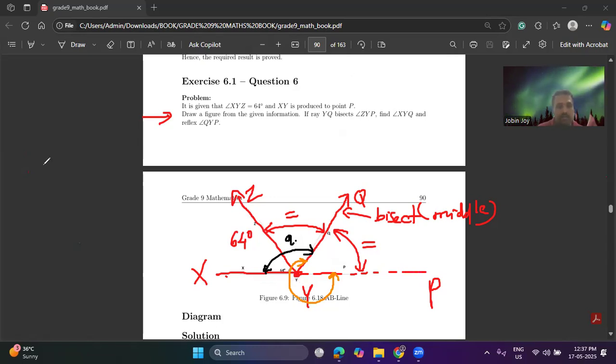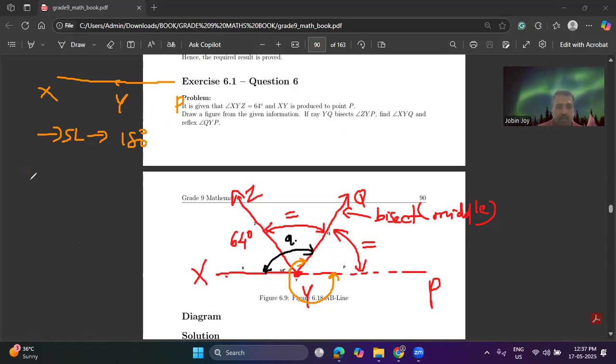Okay. So first we will apply the linear pair axiom. What is the linear pair axiom? I am taking the line XYP. It's a straight line, right? Straight line means what is the angle? 180 degrees. So I know this angle. So I can write angle XYZ plus angle ZYP equal to 180 degrees.